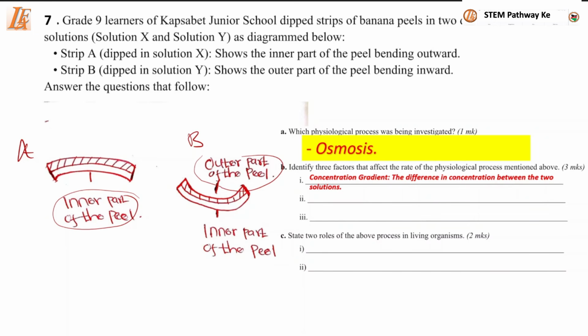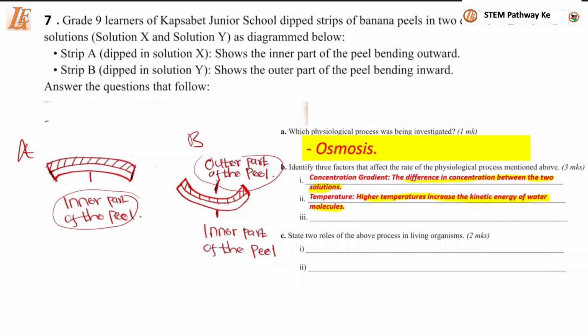The concentration gradient affects osmosis in such a way that different concentration gradients between the two solutions affect it. If you have a large concentration gradient, osmosis takes place faster, and if you have a small concentration gradient, the diffusion takes place slowly. Another factor which affects osmosis is temperature. The higher the temperature, the higher the kinetic energy of particles, and therefore the movement of water molecules will increase.